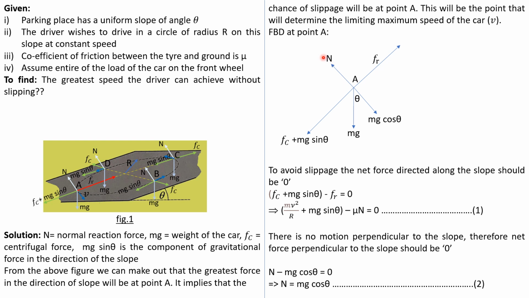N is the normal reaction force. Fc plus mg sine theta. Fc is the centrifugal force. Mg sine theta is the weight component in this direction. Mg cos theta is the component of force along the normal of the surface.